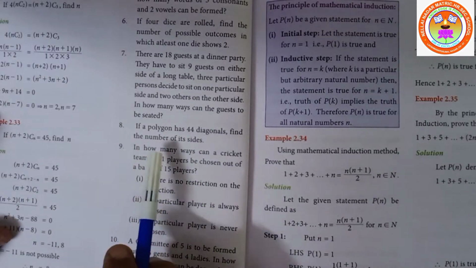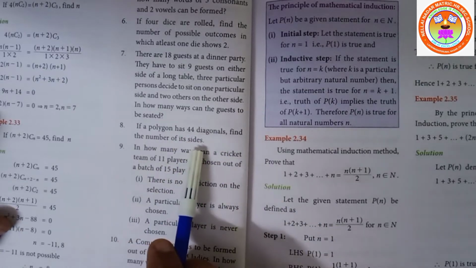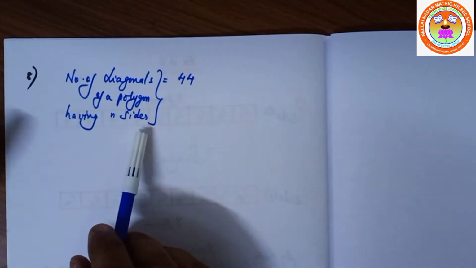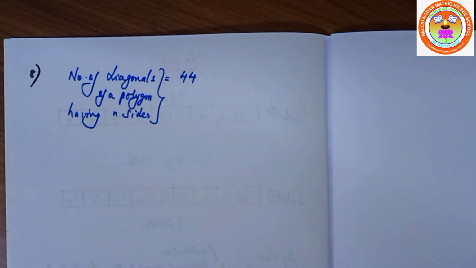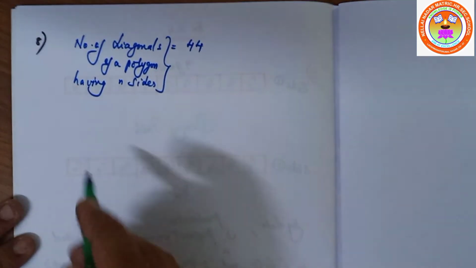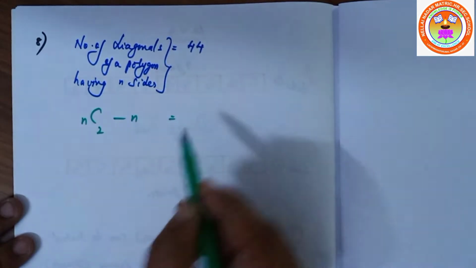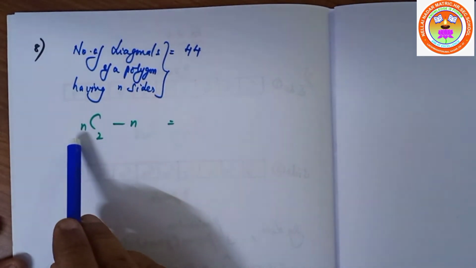Problem number 8. If a polygon has 44 diagonals, find the number of its sides. See what is given? The number of diagonals of a polygon having n sides is equal to 44. Children, there is a formula for finding the number of diagonals of a polygon, that is nC2 minus n. Remember, nC2 minus n.